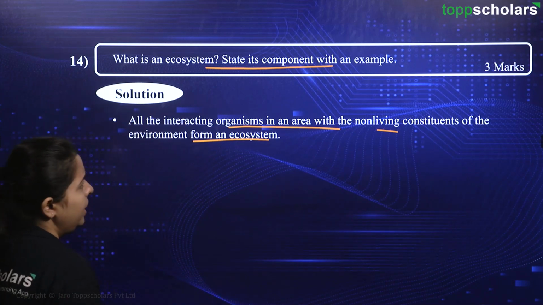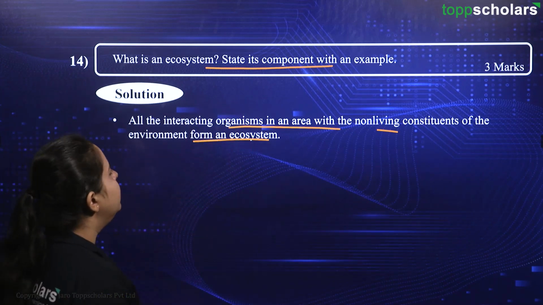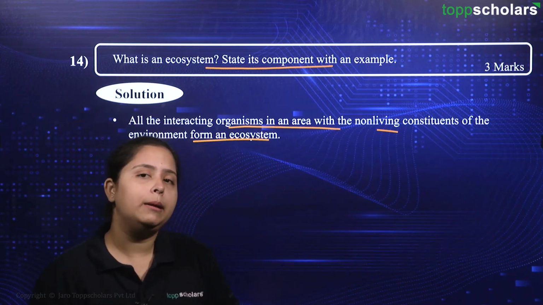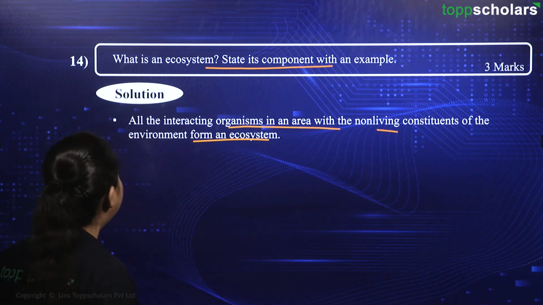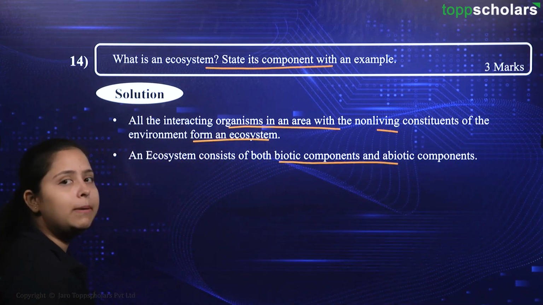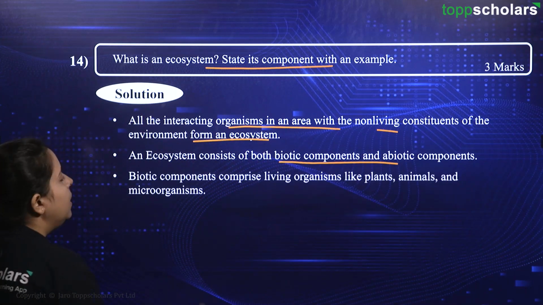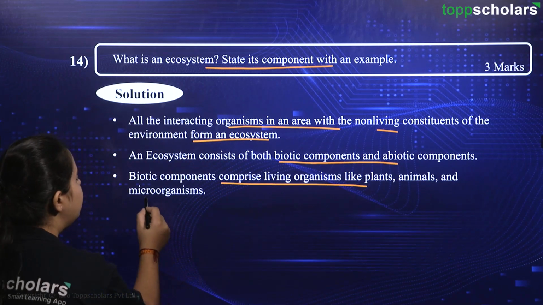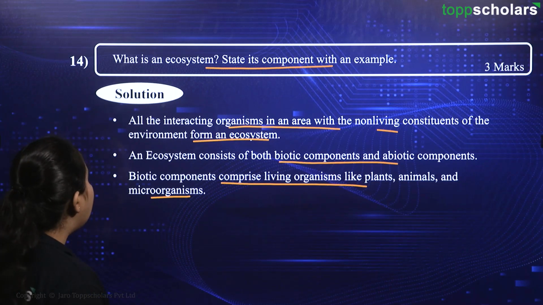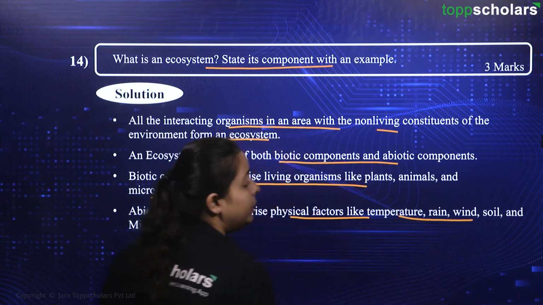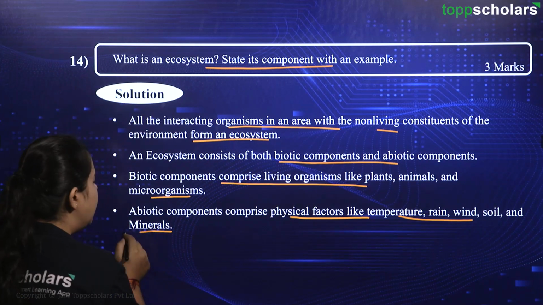Going ahead, we need to state its components with an example. So basically, we need to mention what the biotic components are and what the abiotic components are. An ecosystem consists of both biotic components and abiotic components. Biotic components comprise the living organisms like plants, animals and microorganisms, and abiotic components comprise the physical factors like temperature, rain, wind, soil and minerals.